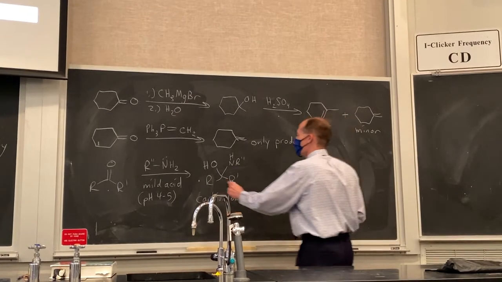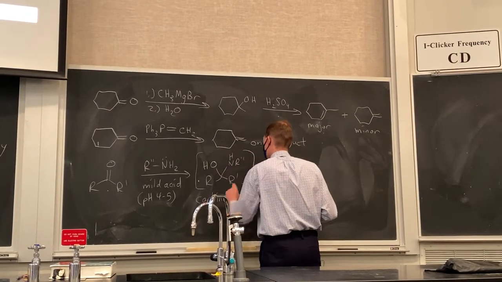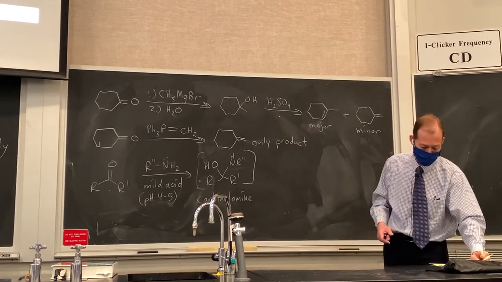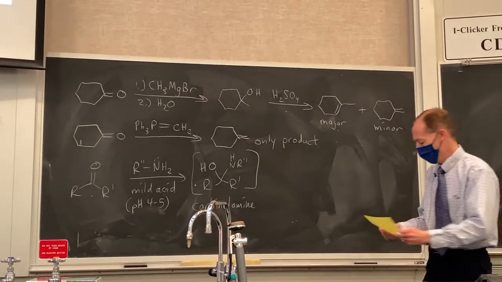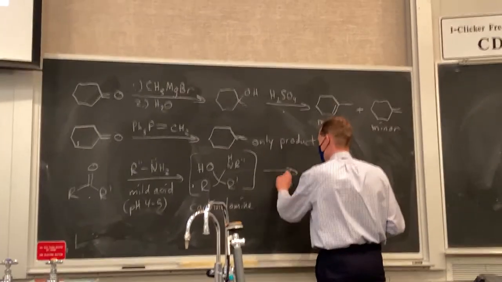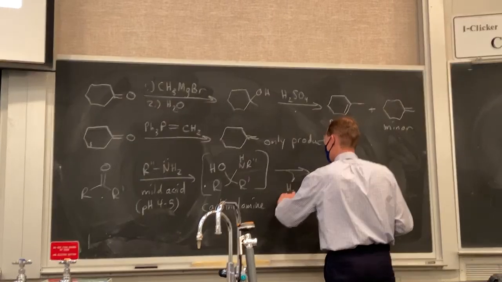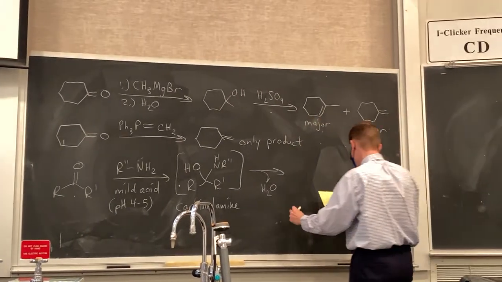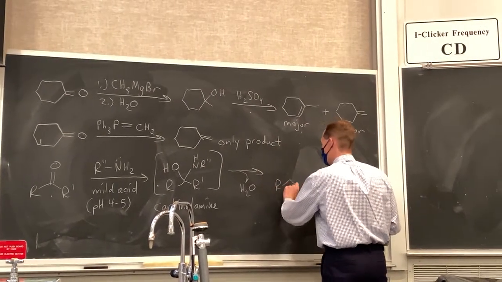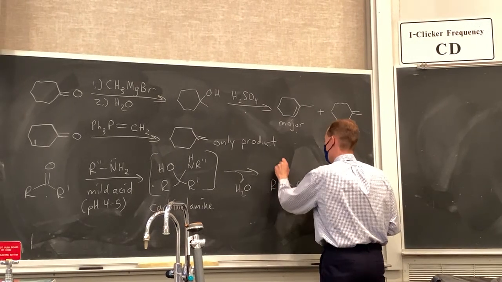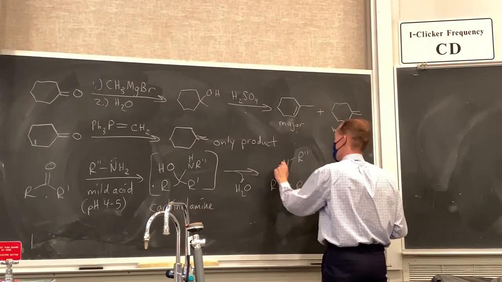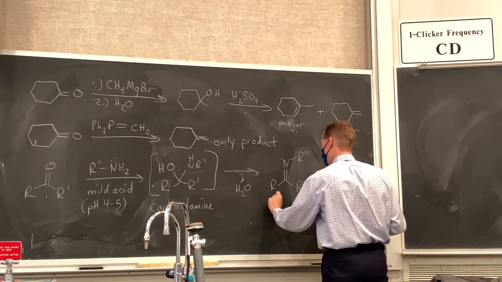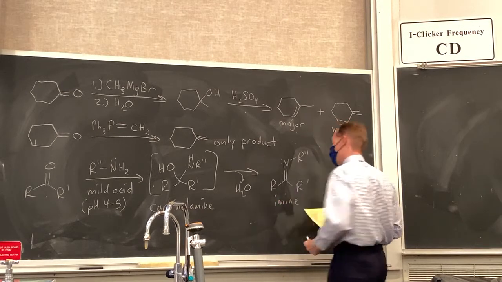But we're going to put this species in brackets because it is not the final product of the reaction. We're going to eliminate water from this carbinolamine species. And we're going to generate a molecule with a carbon-nitrogen double bond known as an imine.